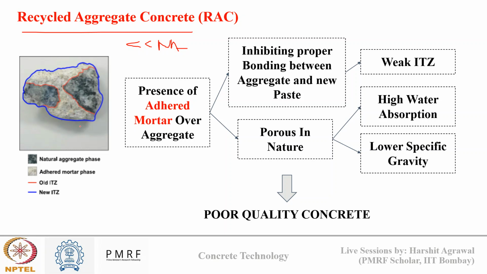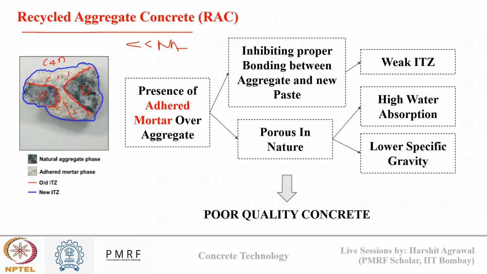If you see this aggregate image, which is taken from construction and demolition waste, there is already aggregate and there is also a cement paste layer present over the aggregate. In this portion, this is my aggregate where there is no cement paste above, and this is my aggregate surface where there is cement paste layering. There is mortar cover over the aggregate. Now, this cement paste has already hardened and it has adhered to the aggregate.